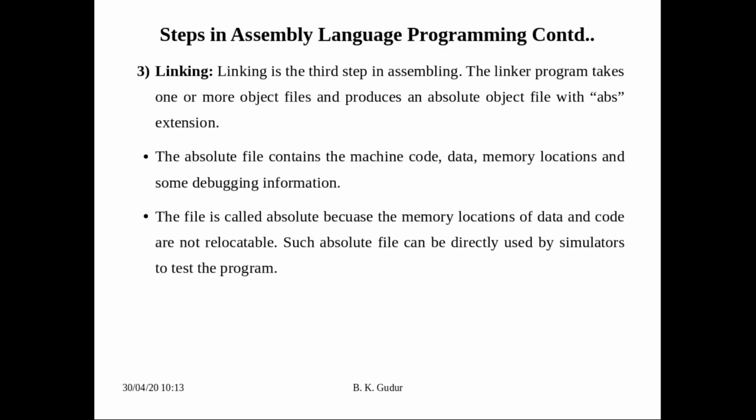The third step is linking. Linking is the third step in assembling. The linker program takes one or more object files and produces an absolute object file with a .abs extension. The absolute file contains the machine code, the data on which that code will work, and even the memory locations along with some debugging information. The file is called absolute because the memory locations of data and code are not relocatable. Whatever memory locations are given there, those memory locations cannot be relocated.